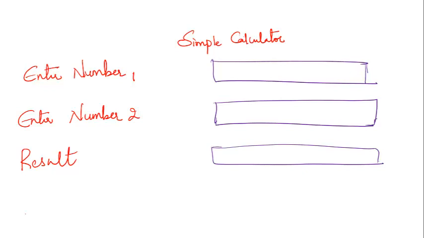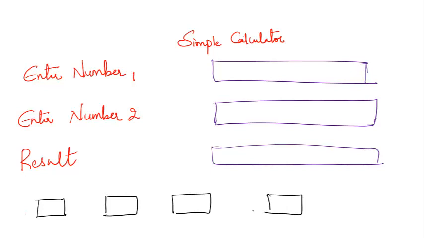Okay. Next, we are going to have 4 buttons. What are the 4 buttons? One button, second button, third button and fourth button. The first button I will specify as add, then subtract, multiplication and division. These are the 4 functionalities we have.